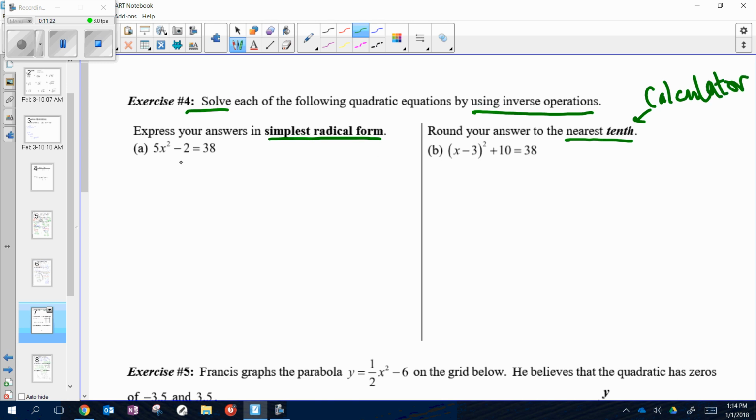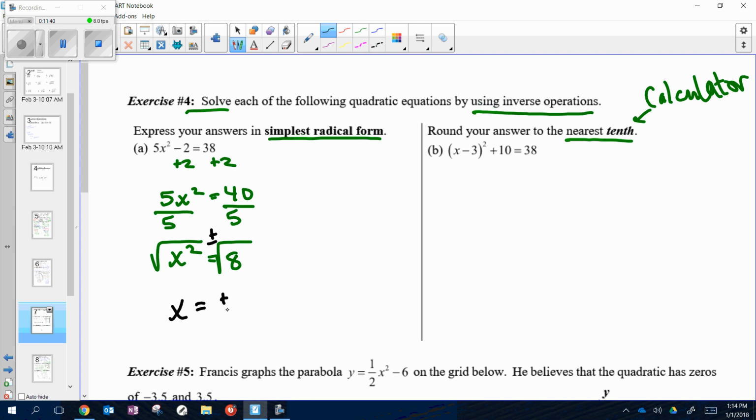Simplest radical form first. We're going to add the 2. We have 5x squared equals 40. Divide by 5. X squared is 8. Take the square root and put a plus or minus. So x equals plus or minus. I'm simplifying this. Square root of 4, square root of 2. So my answer is positive or negative 2, because that's the square root of 4, with a radical 2.